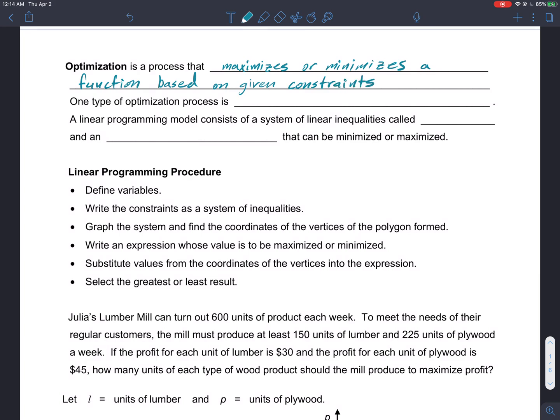All right. One type of optimization, this is just one type because we do a whole other type in calculus and there are other methods of optimization in other mathematics-based classes. In particular, economics comes to my mind. One type of optimization is called linear programming, and that is what we are doing here. Linear programming. All right, a linear programming model consists of a system of linear inequalities. As I just said, those linear inequalities are called the constraints.